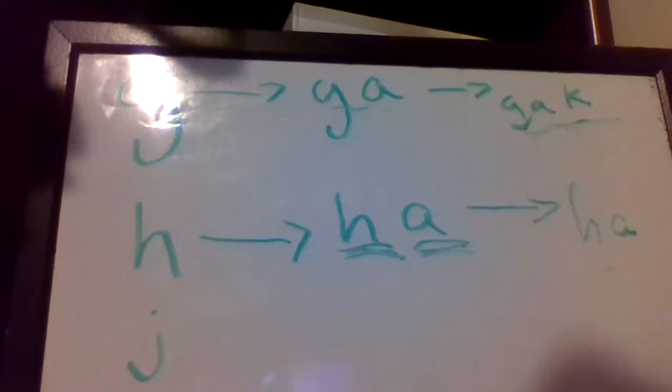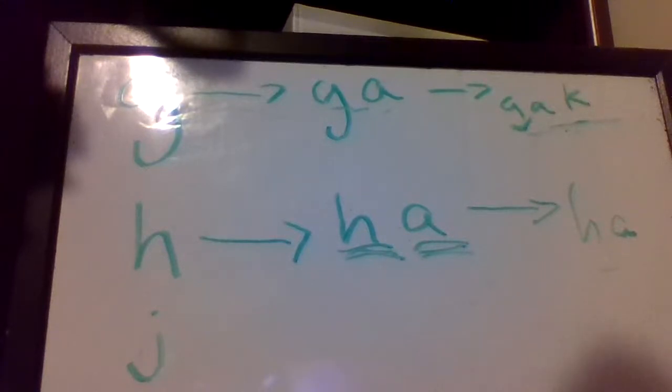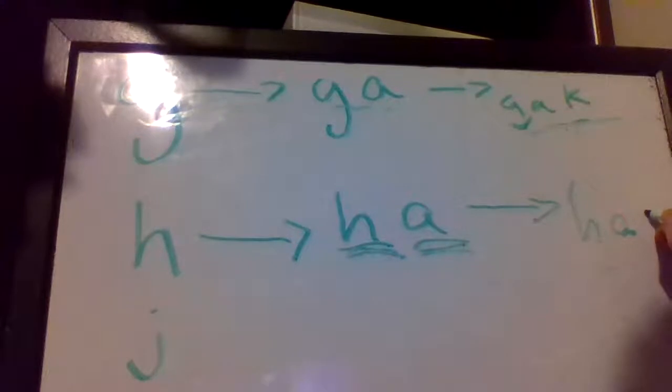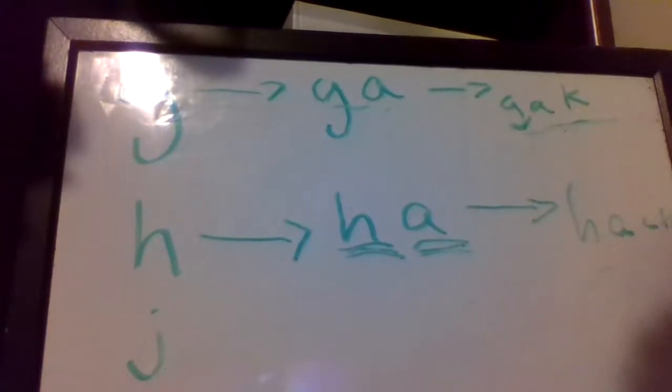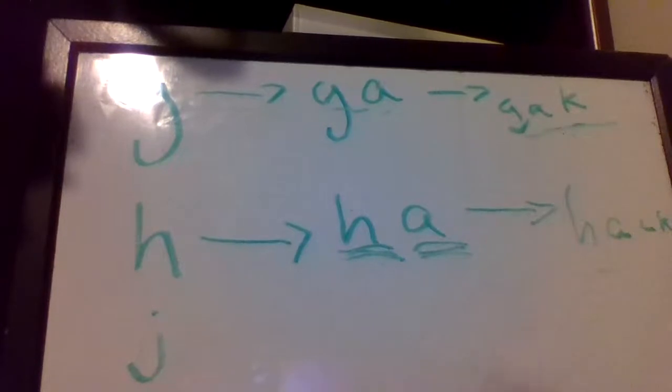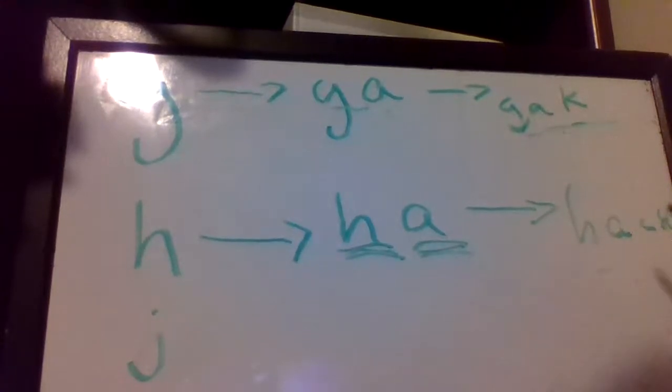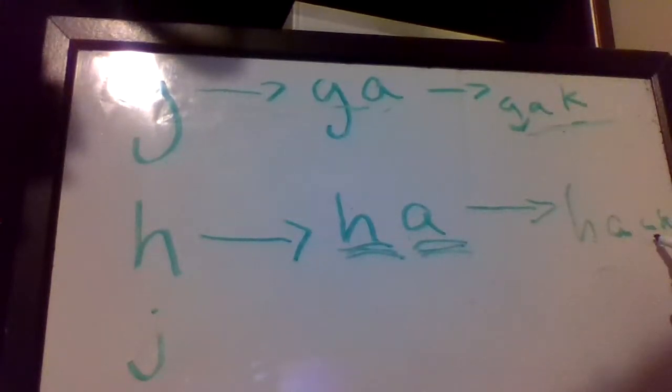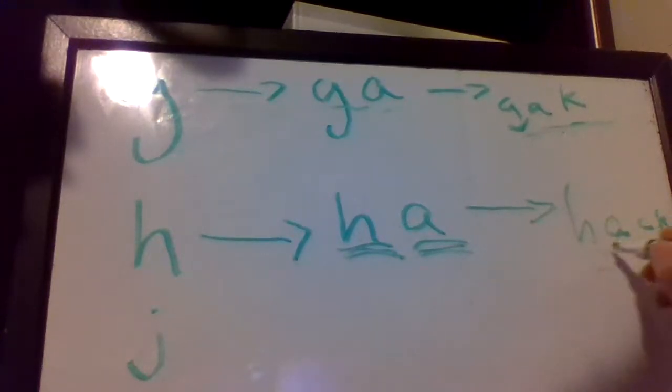So H-A. So let's do CK, but it makes the K sound. As you can remember, the K sound could be made by the C or the CK. So thinking of it making a K sound, we have h, a, K, hack, hack, hack.